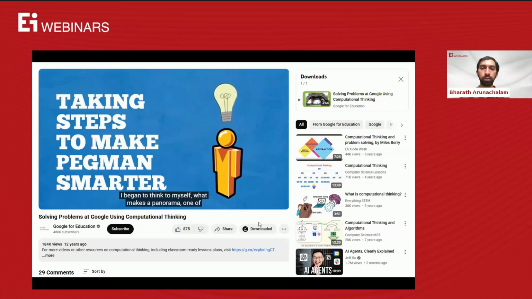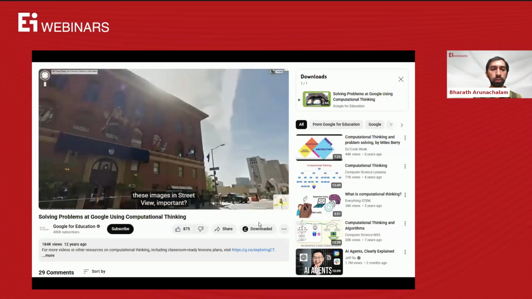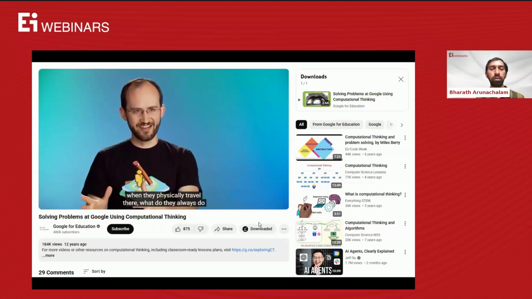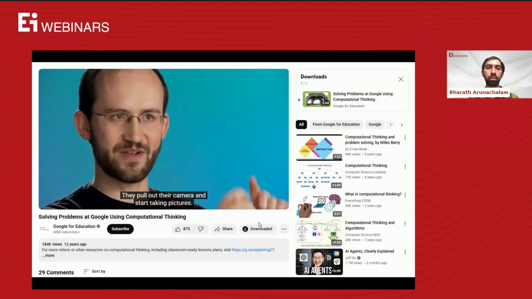I began to think to myself, what makes a panorama, one of these images in Street View, important? And then I thought about it further. I thought, when people go places that are interesting, when they physically travel there, what do they always do when they're in a famous place? They pull out their camera and start taking pictures.